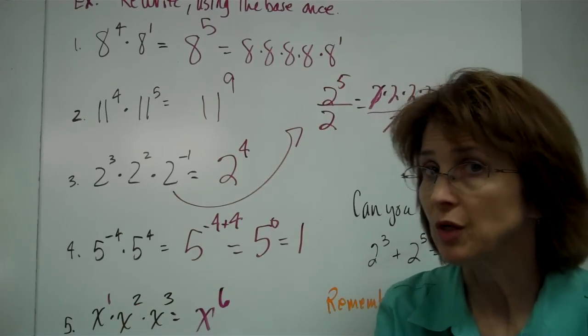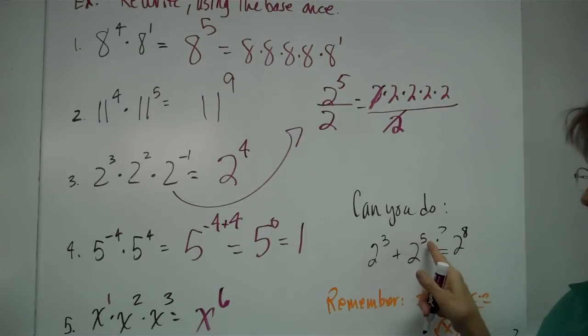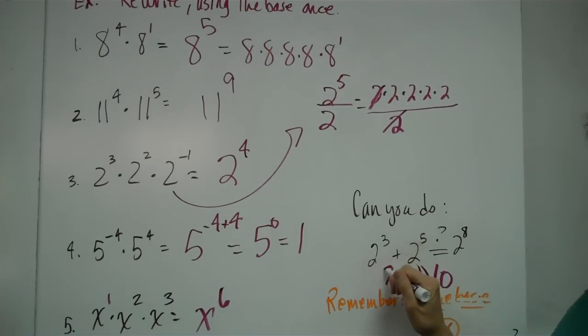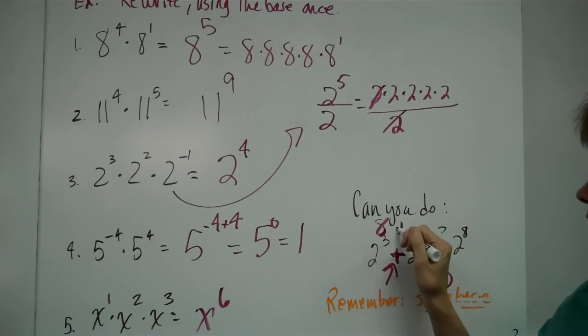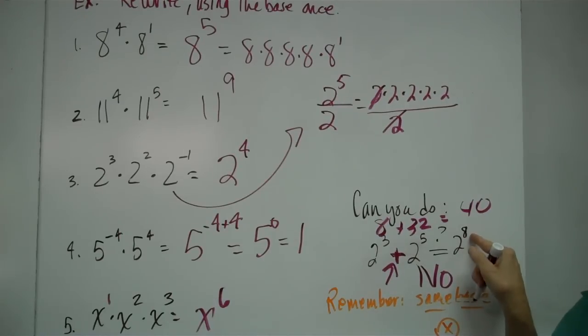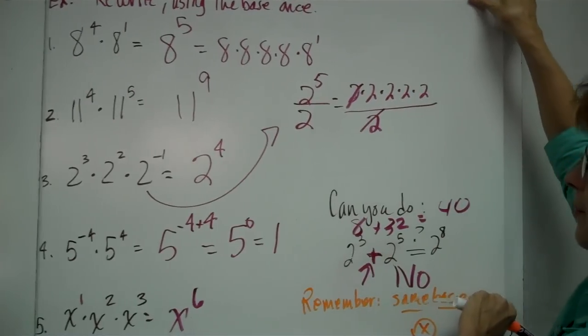Okay, now I have a little trick question for you. Can you do 2 cubed plus 2 to the 5th? Does that equal 2 to the 8th? And we have to say what? We have to say no. Why? Because we're not multiplying, we're adding here. So we have to really go ahead. That's going to equal 8, that's going to equal 32, and that's going to be 40, not 2 to the 8th. Okay, we'll talk about that some more too. All right, next one.